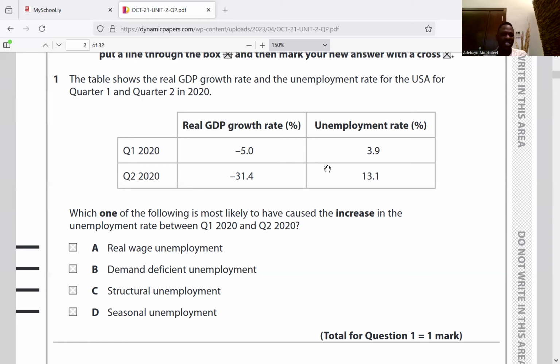That is demand deficiency. Structural unemployment, it's not structural here because we're talking about a short term, which is Q1 of 2020 to Q2 of 2020. It's just within a short period of time, so it can't be structural. Structural should be long term. And seasonal unemployment, it's not seasonal here because it's about Q1 and Q2. So the answer is B.